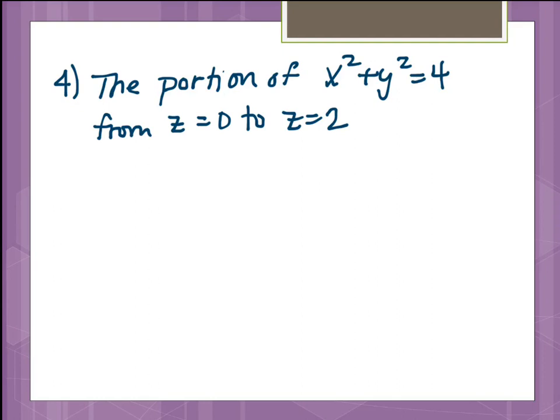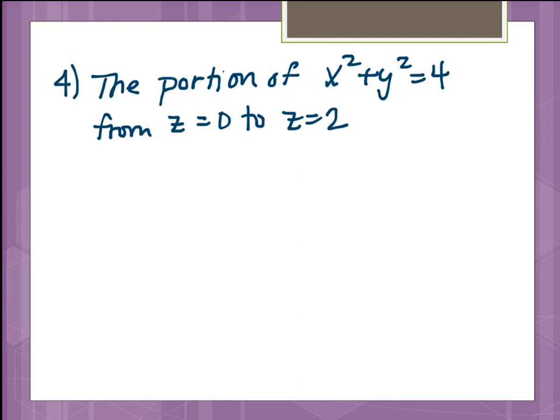No. A cylinder. Because I don't have a z in the equation, right? Which means z can be anything. So I've got basically circles stacked up on top of each other. That's really what I have. If you remember doing things with discs and washers in Calc 2, imagine having a bunch of discs or washers just stacked up on top of each other, right? So it looks like a cylinder.